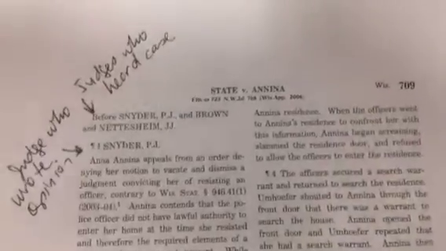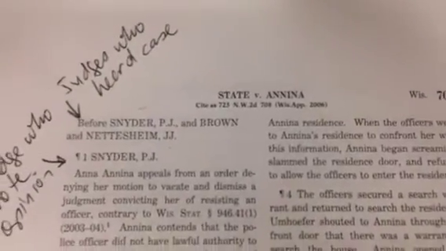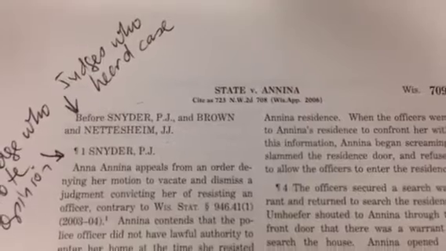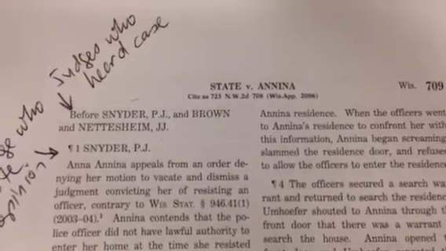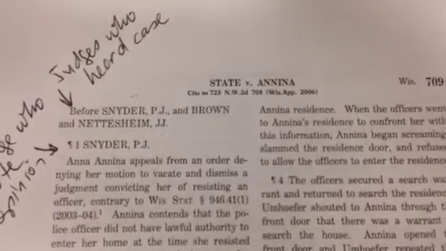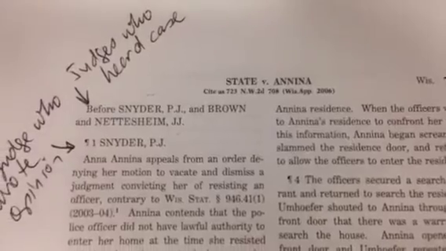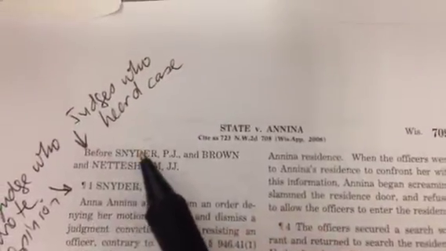When you get to the next page, you will see a list of judges, and it says before Snyder, PJ, and Brown and Nettesheim, JJ. Snyder, PJ, is the presiding judge, and the JJ just means judges, but they are Court of Appeals judges. So the judges who heard the case are these 3.